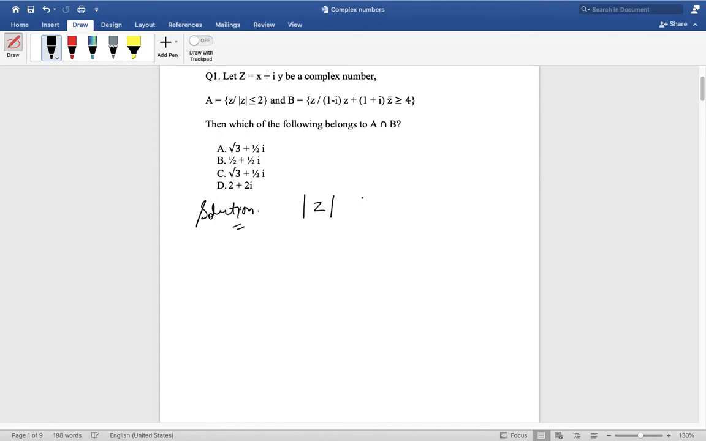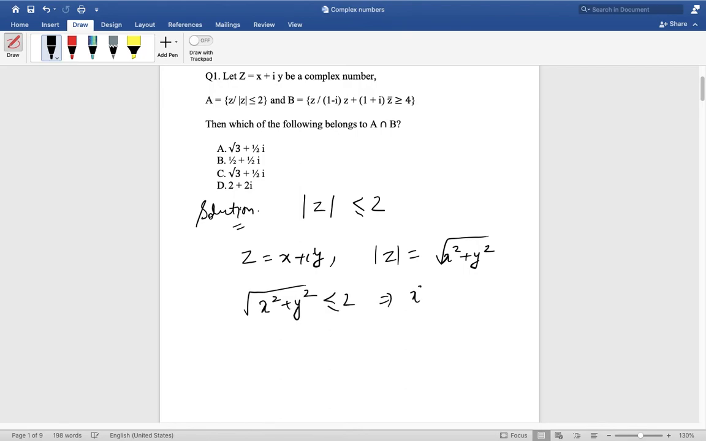So mod z is less than or equal to 2. We know that if z equals x plus iota y, then mod of z is the square root of x square plus y square. So if the square root of x square plus y square is less than or equal to 2, that means x square plus y square is less than or equal to 4. The inequality sign will not change because both of these are positive, right?